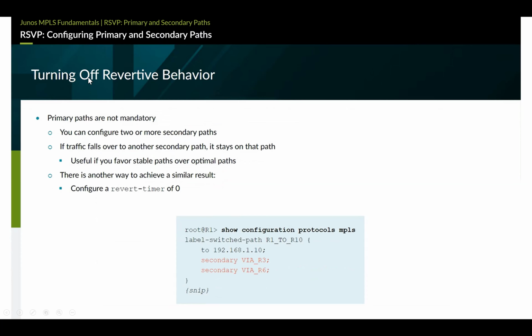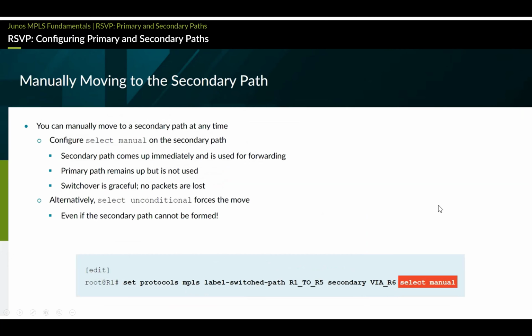To turn off revert behavior, configure a revert timer of 0. You can set that. Okay. Manually moving to the secondary path: if you manually move, you can configure select manual on the secondary. That means the secondary path comes up immediately and is used for forwarding. The primary path remains up, but it is not used.